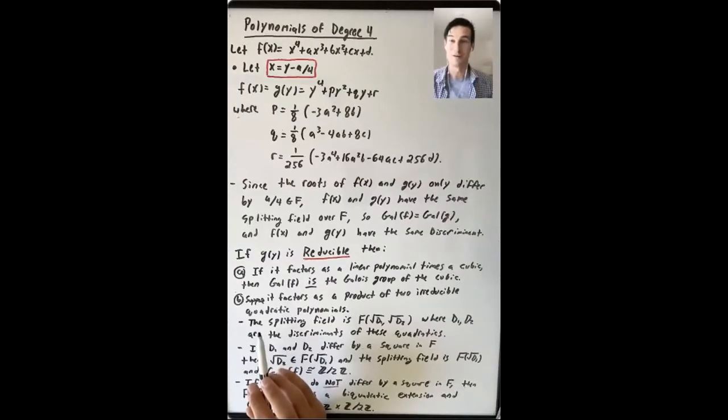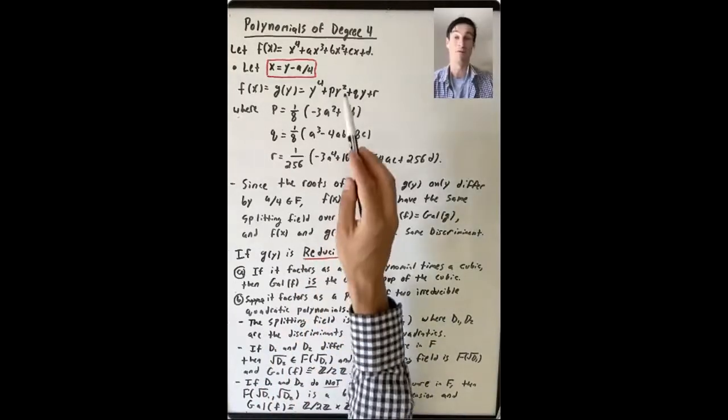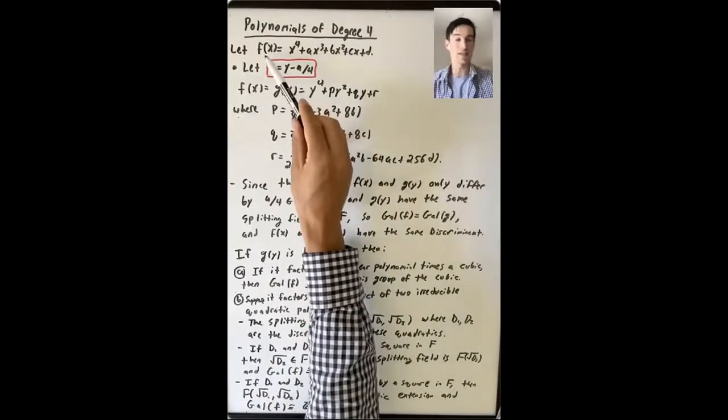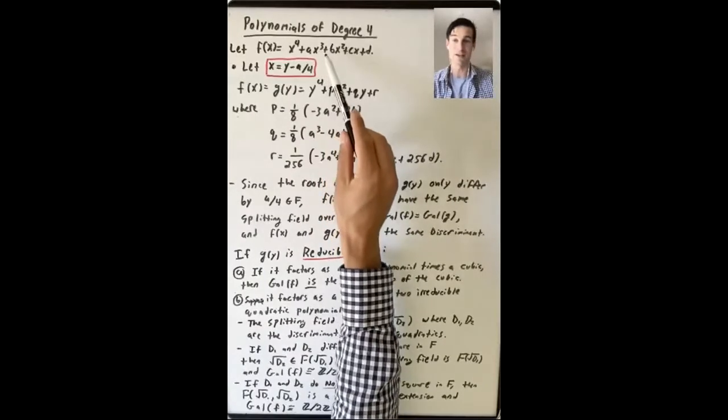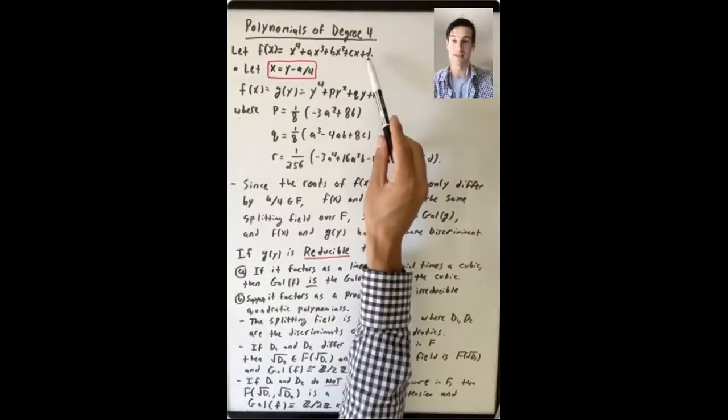Earlier in this lecture, we talked about Galois groups of cubic polynomials. And now we're going to adapt these ideas to deal with the more complicated but similar case of Galois groups of polynomials of degree 4. Okay, so let's suppose that our polynomial f of x is given by x to the fourth plus ax cubed plus bx squared plus cx plus d.